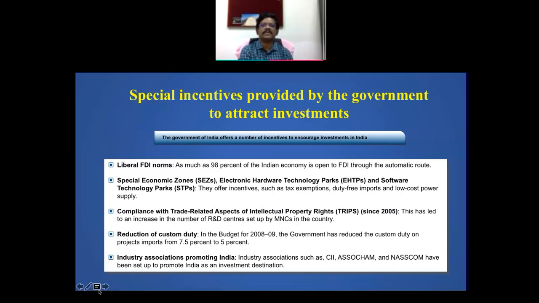Mahindra World City is a joint venture between the government of Tamil Nadu, Department of Industries, and the Mahindra Group. They joined hands and created a kind of hub in Chennai, where you will find so many promotional and encouraging schemes for entrepreneurs. And then there is compliance with the trade related aspects of intellectual property rights since 2005. This has led to an increase in the number of R&D centers set up by MNCs in the country. So there are liberal hands even to start R&Ds in India.